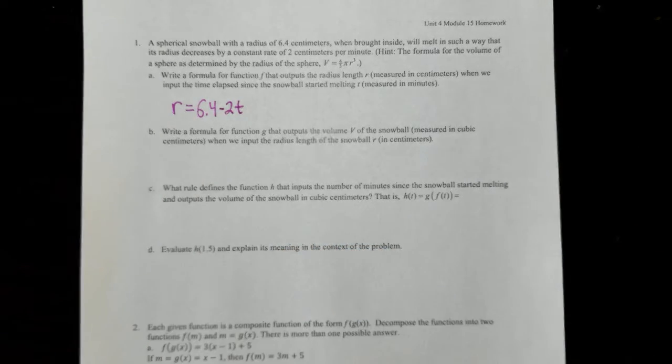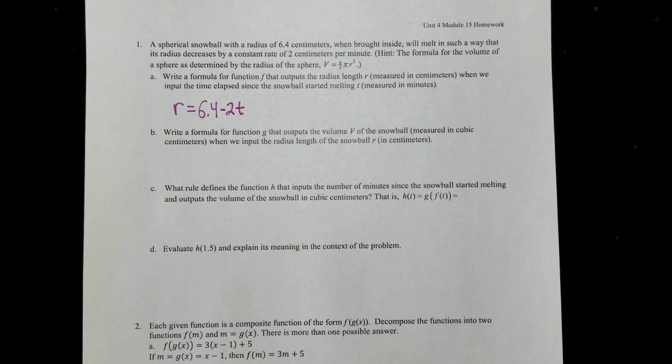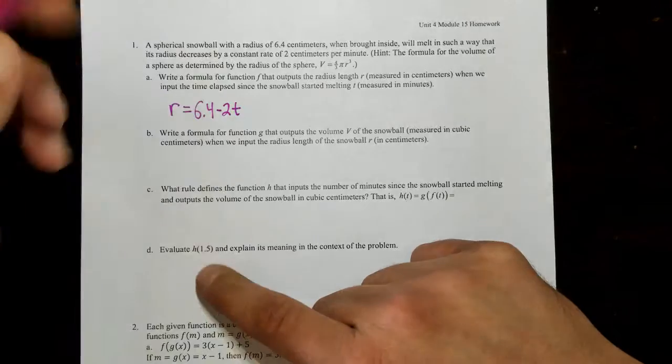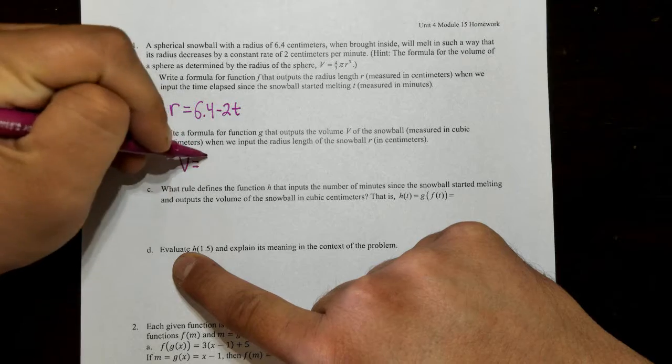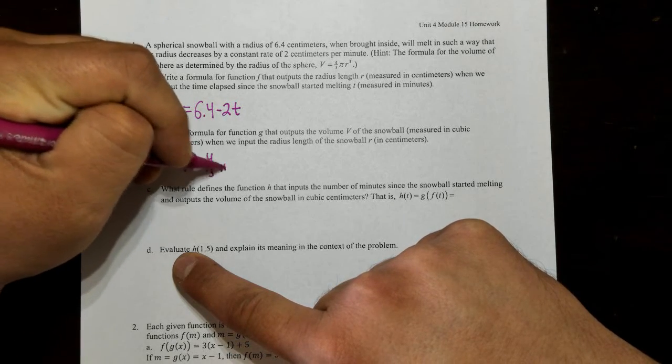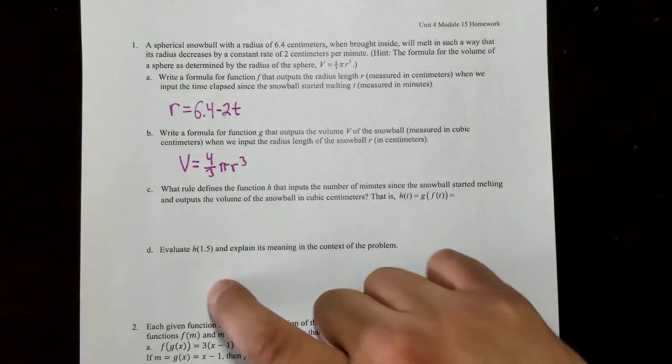Then B, write a formula for function g that outputs the volume v of the snowball, measured in cubic centimeters, when we input the radius length of the snowball r in centimeters. So this is just going to be the function for the volume of a sphere, which is given to us up here. So that's just going to be v equals 4 over 3 pi r cubed.